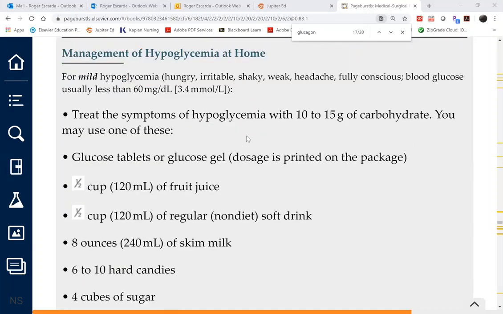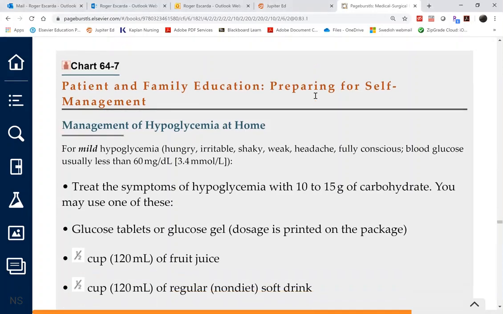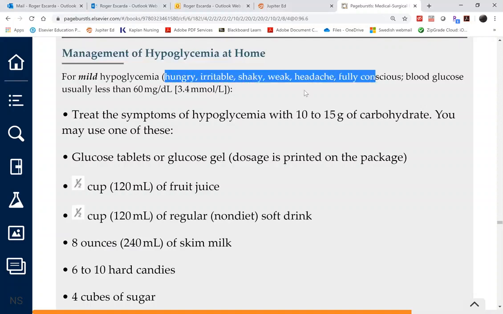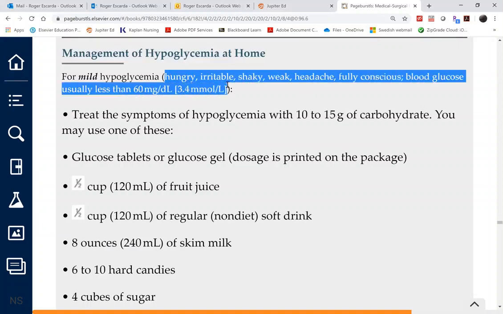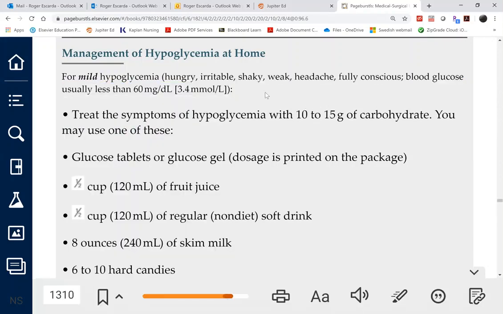So we follow the 15-15 rule. 15-15 stands for giving the patient 15 grams of carbohydrates, as well as checking the sugars every 15 minutes. For mild, these are the common symptoms, and by mild we mean a blood sugar of less than 60, but still above 40. So you can say this is between 40 and 60.